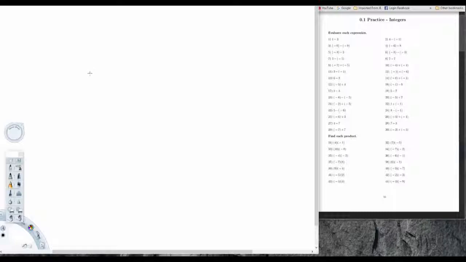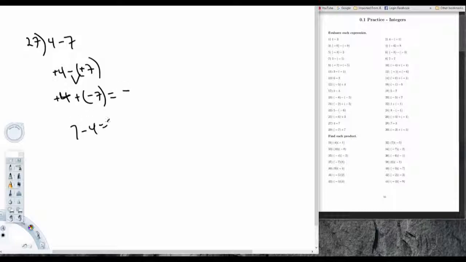Okay. So now we're at number 27. 4 minus 7. So what they're saying here is positive 4 minus positive 7. Since it's a minus sign, and these two are like this, what we want to do is plus 4 plus minus 7 equals. So now we see what's going on here. We have a plus sign, so we take the sign of the biggest. It's a negative 7, and we do 7 minus 4 equals 3. And we stick that in there, and there's the minus 3.